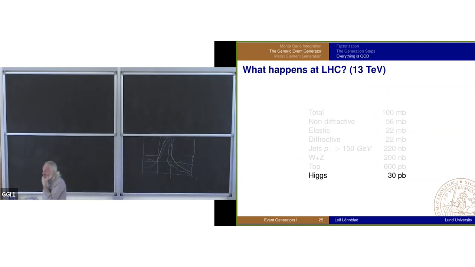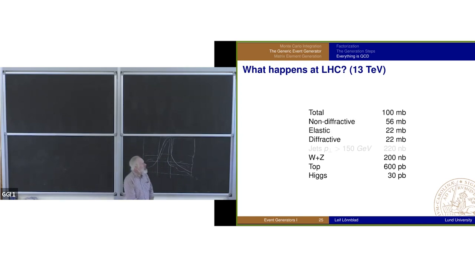So I work mostly with the LHC. And as you know, the LHC was built to find the Higgs, amongst other things. But let's step back and ponder what is it that happens in a collision at the LHC. So the Higgs cross-section is around 30 picobarns, but the total cross-section is 100 millibarns. That's a lot, right? And then you have some other interesting signals, W and Z, top production. On the high cross-section part of the things, we have non-diffractive, elastic and diffractive events, which is all these minimum bias garbage that some people think is boring, but I personally think is quite interesting.